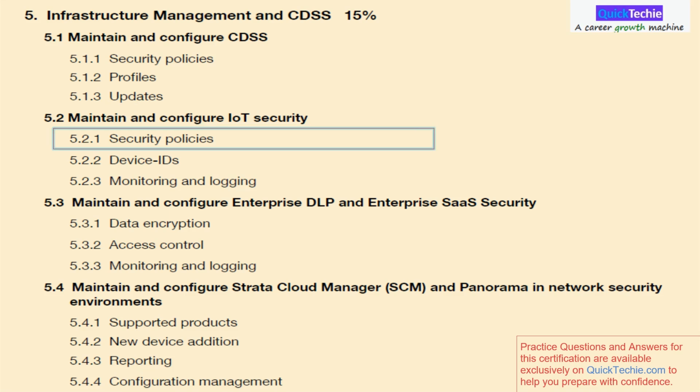5.2.1. Security policies. Explanation. IoT security policies are tailored to the unique behaviors and risks associated with IoT devices. They often focus on segmenting IoT devices from the corporate network and restricting their communication to only what is necessary for their function. Scenario. You have a network of security cameras. An IoT security policy would allow these cameras to send video data only to the designated recording server and prevent them from accessing the internet or other internal network segments, thus limiting their potential as an attack vector.